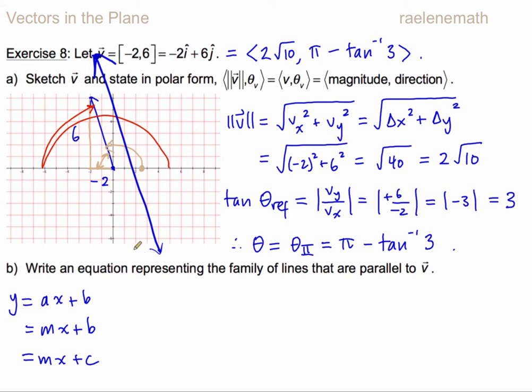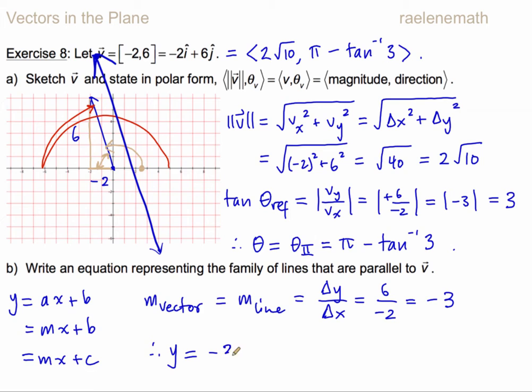So we know that the slope of the vector will be the slope of the line, and that's equal to the rise over the run, which is equal to 6 over -2, which equals -3. And so one equation that represents all of the lines that are parallel to this vector is another way of saying write the equation of a line that has a slope of -3. So we are looking for the equation y equals -3x plus b, where b is any real constant.